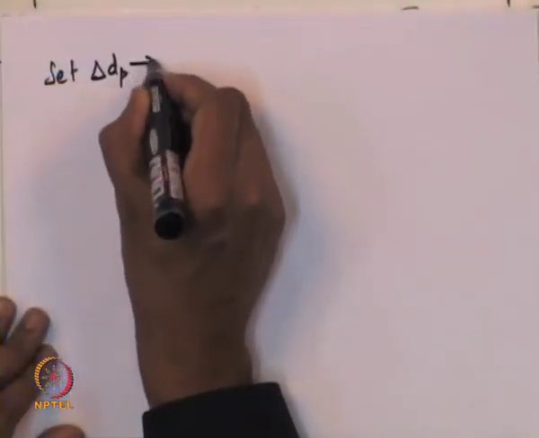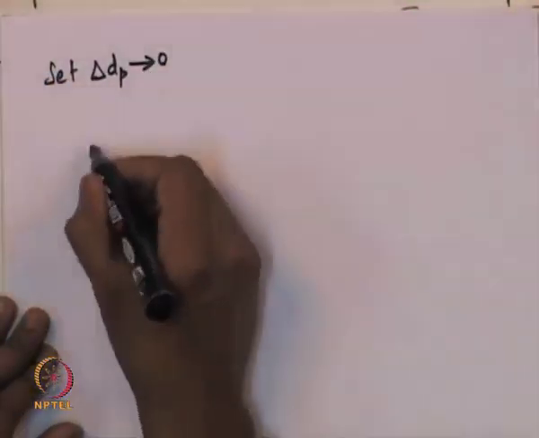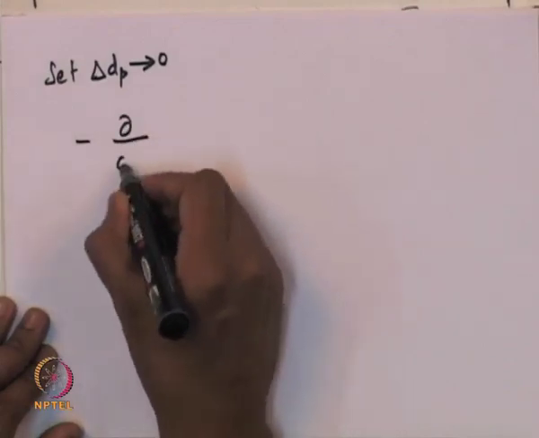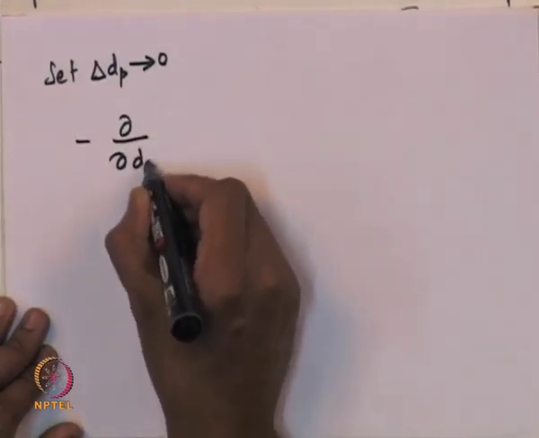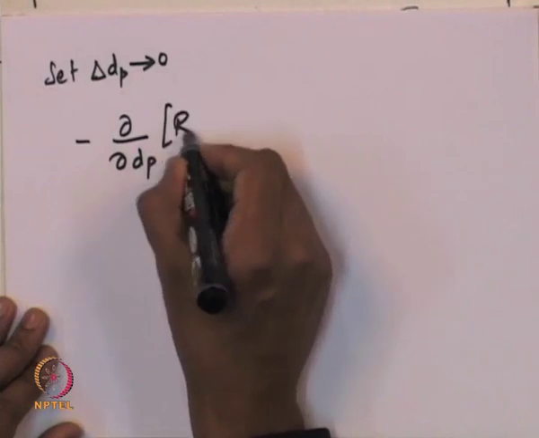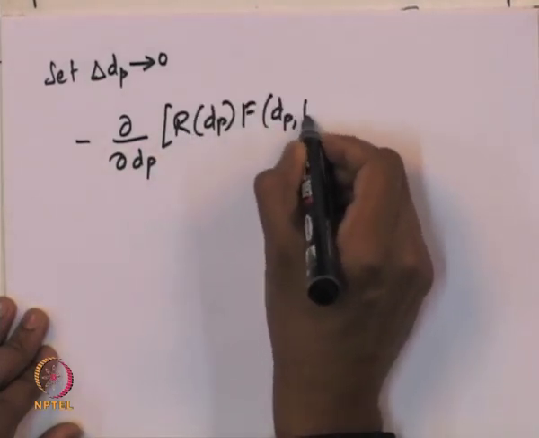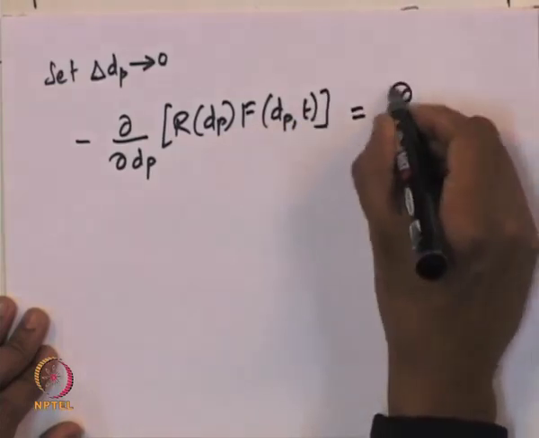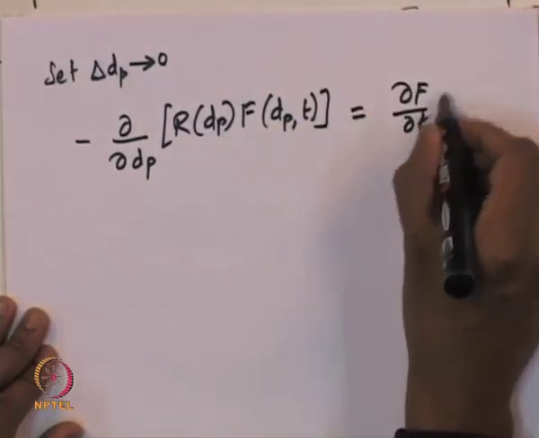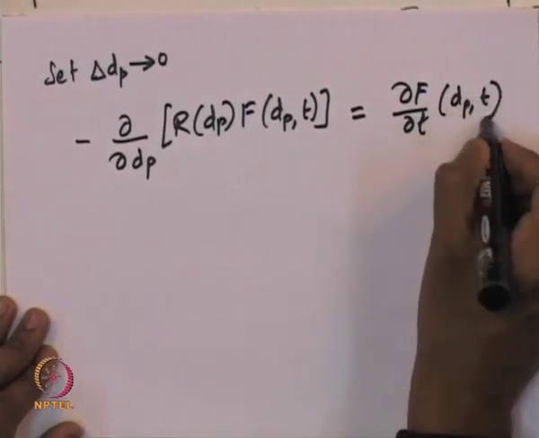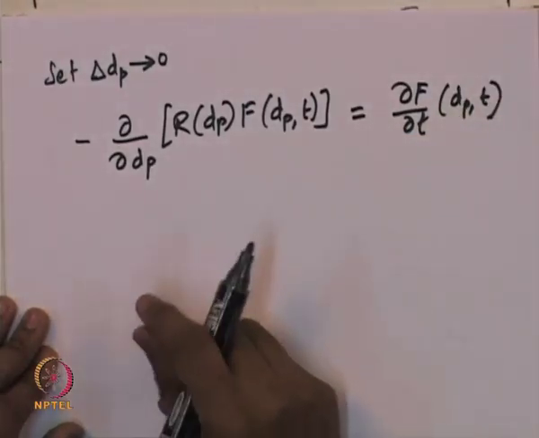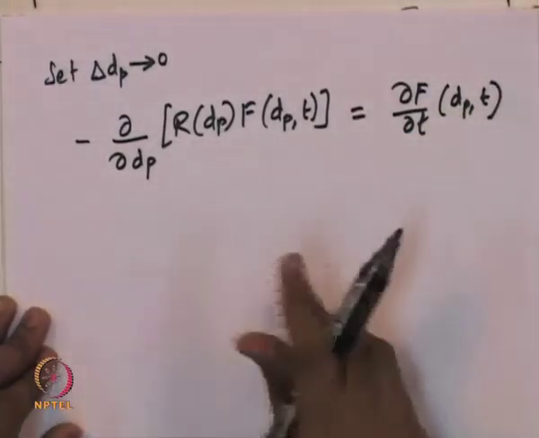Now, rearranging this equation and setting delta dp equal to 0, it can be written as minus d by d of the particle diameter of r times f of dp comma t, which should be equal to the partial derivative of f with respect to t. So, that is the expression for the population balance.